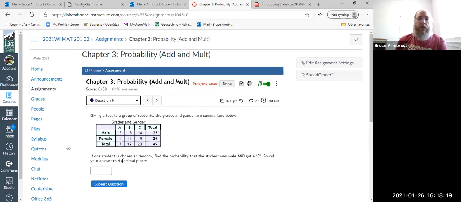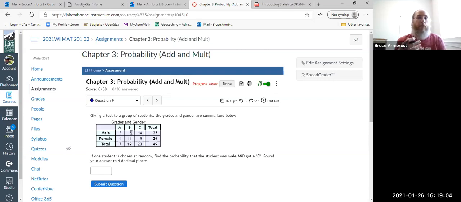But now let's see if we can calculate the probability. It says if one student is chosen at random, find the probability that the student was male and got a B. Okay, so remember what and means. And means both of them occur. So we want to look at this class and count up how many males got B's. The contingency table is awesome because it gives us that. That's this number right here, the number of males who scored a grade of B, and that is 8.